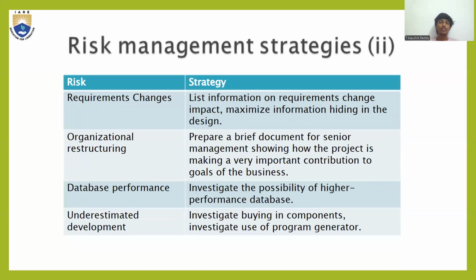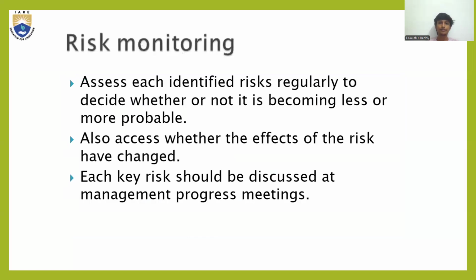Next is requirement changes. The strategy you follow for that is to list information on requirement change impact, maximize information hiding in the design. Organizational restructuring: prepare a brief document for senior management showing how the project is making a very important contribution to the goals of the business. Database performance: investigate the possibility of a higher performance database. Underestimated development: investigate buying in components, and investigate use of a program generator.